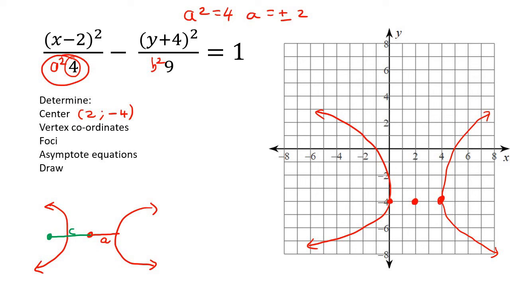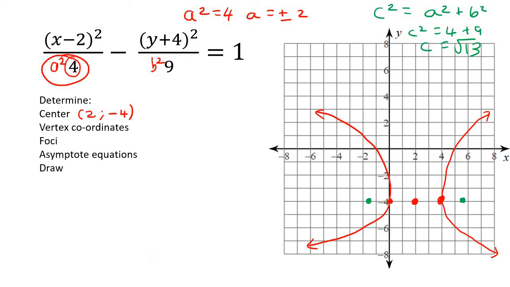But to find that, we need to use the formula, which we said was c squared is equal to a squared plus b squared. So c squared is going to be 4 plus 9. So c is going to be square root 13. Now square root 13 is 3.6. So from the center, we can go 3.6 to the right, and we can go 3.6 to the left.